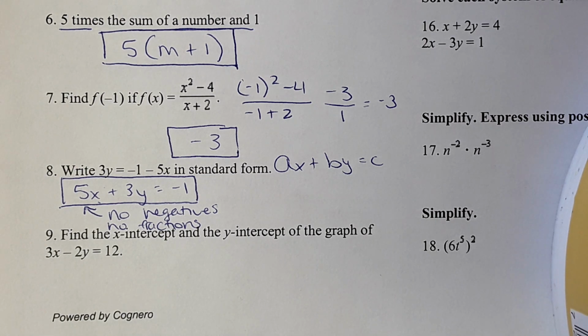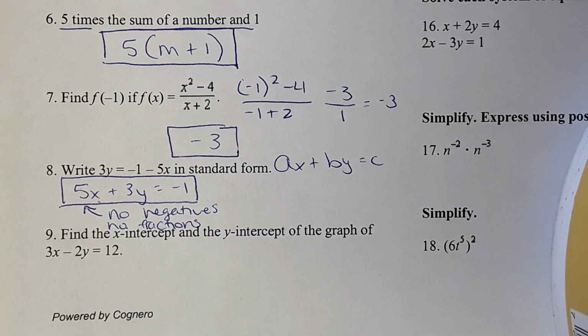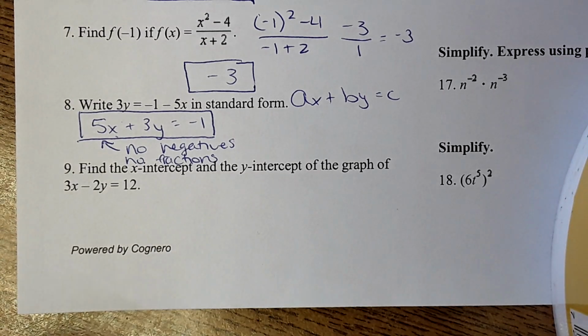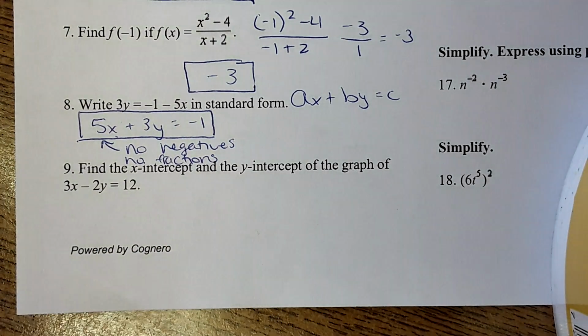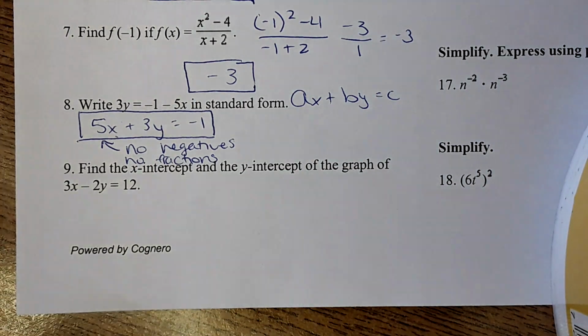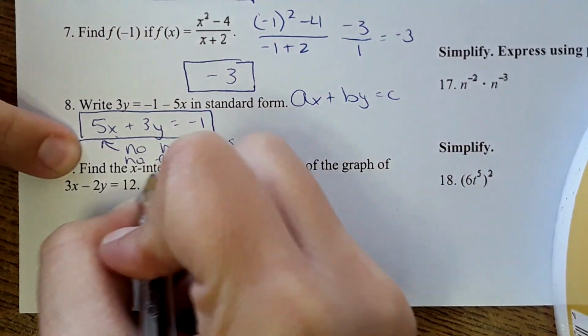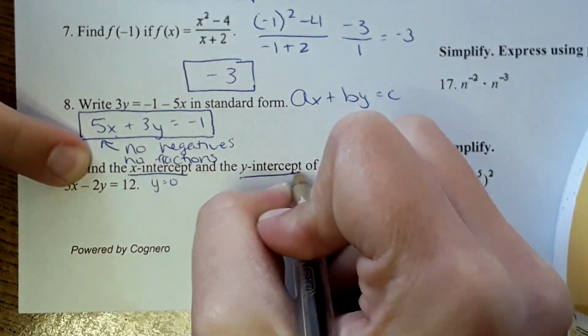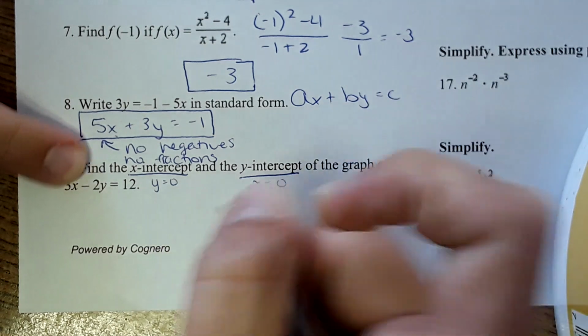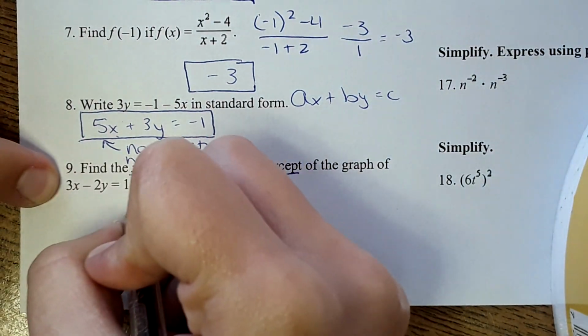Next, find the x-intercept and y-intercept of the graph. Actually there's different ways you could do this. You could plug in a 0 and solve, or you could get it in y equals mx plus b format. Do you have a preference here? Okay. To find the x-intercept, y would equal 0, and to find the y-intercept, x would equal 0. So we would plug that into the equation.